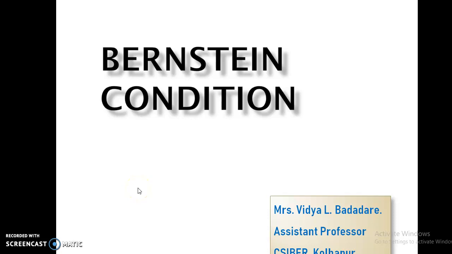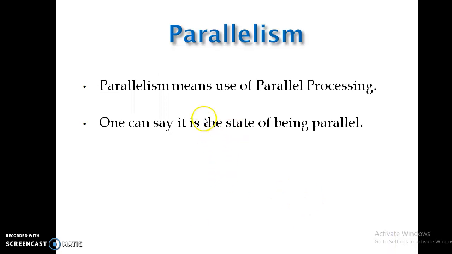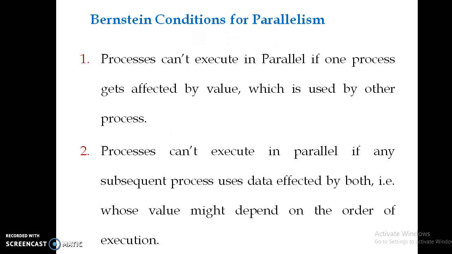First of all, these Bernstein conditions are used to check parallelism between processes. So, we should know what is parallelism. Parallelism means use of parallel processing, that is, use of parallel computing paradigm or parallel processing paradigm. Or one can say parallelism is the state of being parallel. Now we will see what actually are the Bernstein conditions.